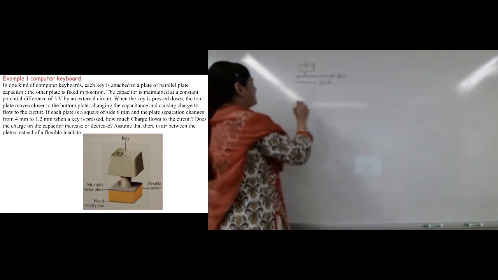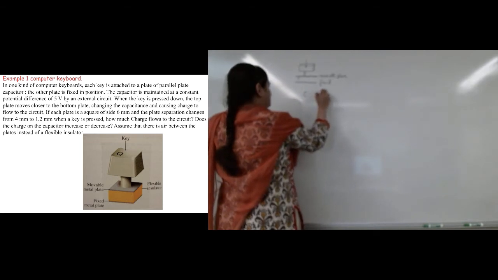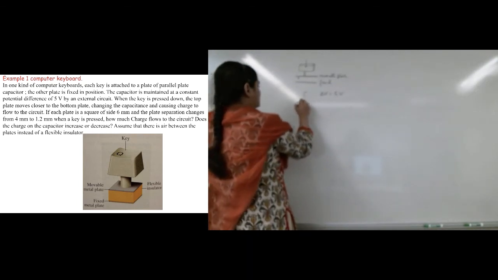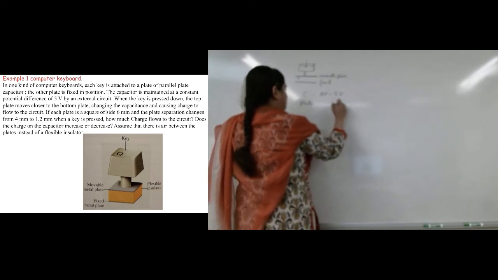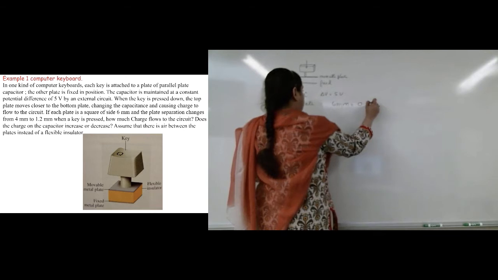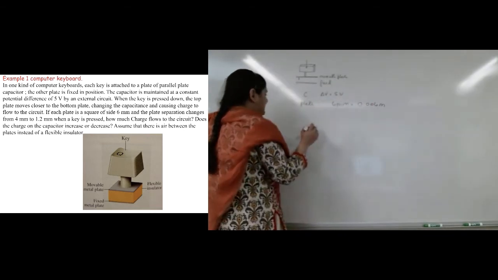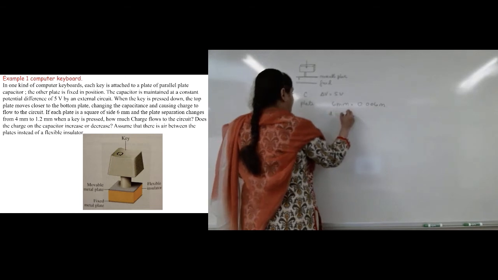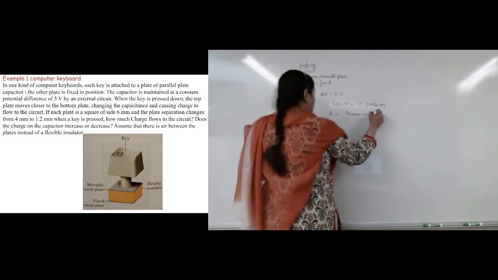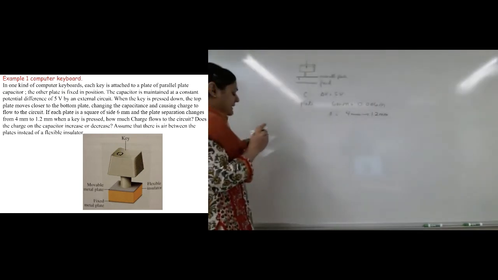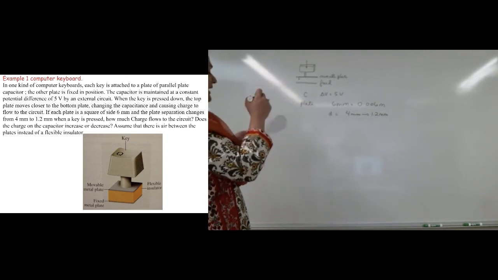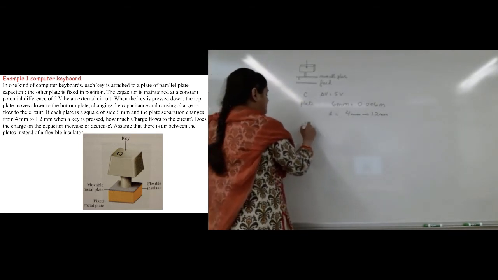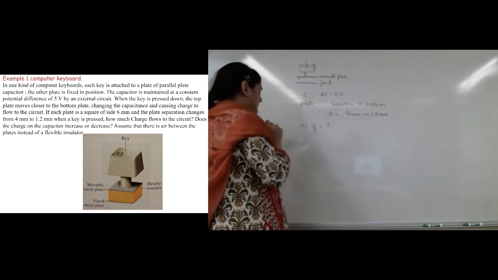So what it says is that the capacitor is held at a potential difference, delta V, of 5 volts. And the plate's square side is 6 millimeters, or 0.006 meters. And its separation, which is d, can go from 4 millimeters to 1.2 millimeters when the key is pressed. It asks how much charge flows through the circuit. So part A is we have to calculate Q. How much charge is flowing through the system?